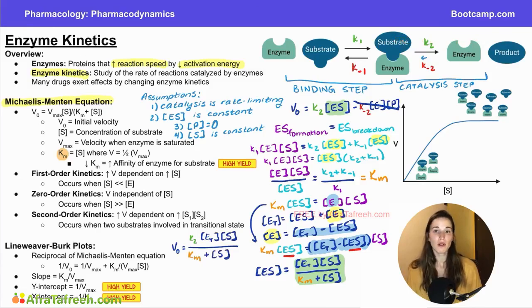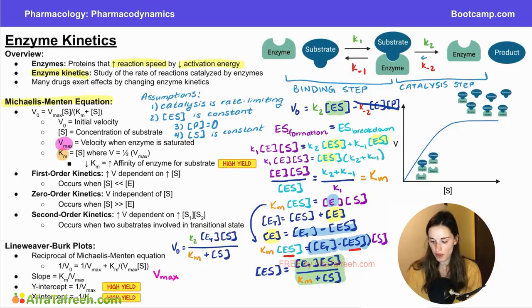Okay, so at this point we're going to define one more term, and that term is going to be Vmax. Vmax is the maximal velocity that the enzymatic reaction can occur at. This is going to occur when the substrate concentration is very, very high, because it means that all of the enzyme present is going to have a substrate bound and will be working at its maximal capacity.